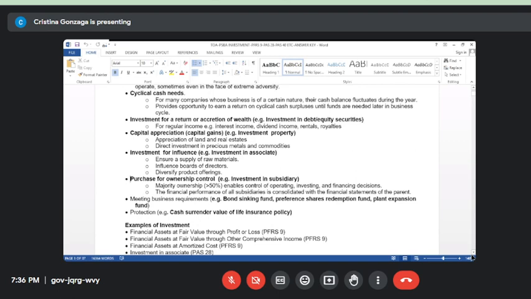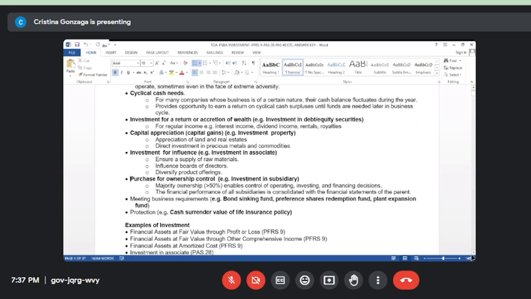Okay, so ganun yun, so meeting business requirements, and then protection, like for example, kapag merong cash surrender value of life insurance policy, we all know that it is an investment. Okay, for as long as you retain the life insurance policy, pataas ng pataas yung cash surrender value of the life insurance policy.